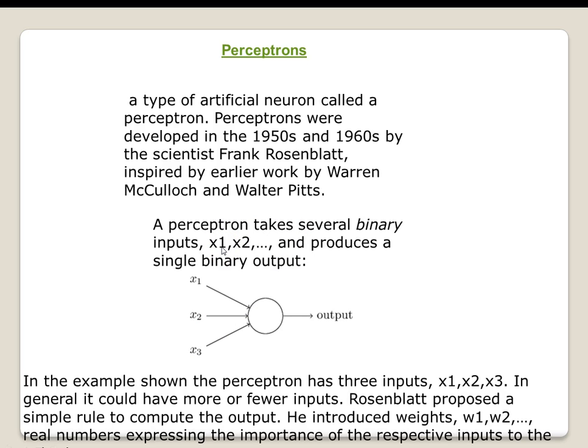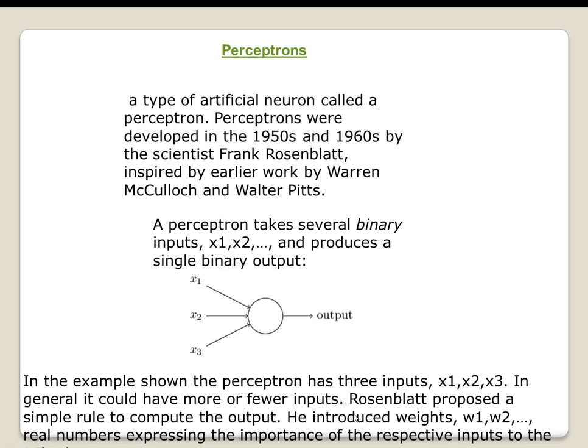What does binary mean? 0, 1 inputs, right. So for now, we just have binary inputs. In the example shown, the perceptron has 3 inputs. In general, it could have more or fewer inputs.